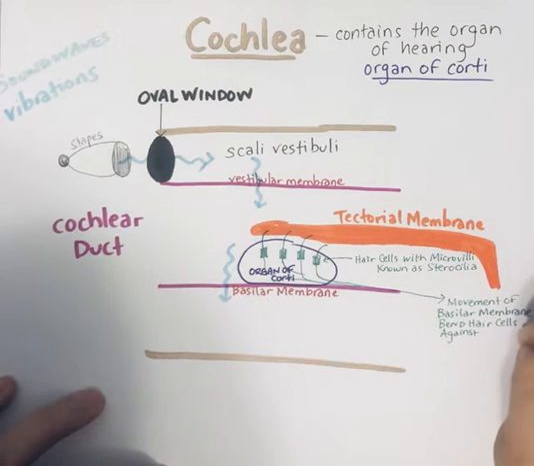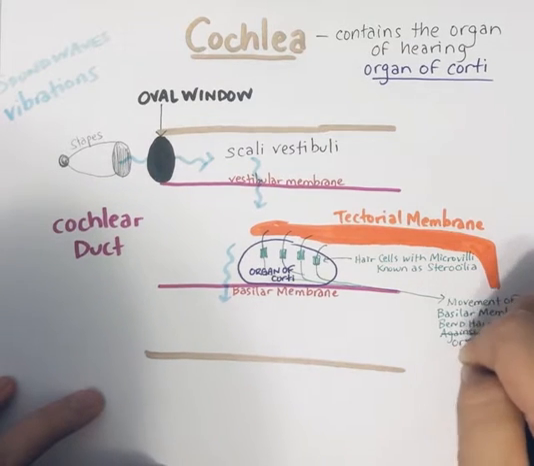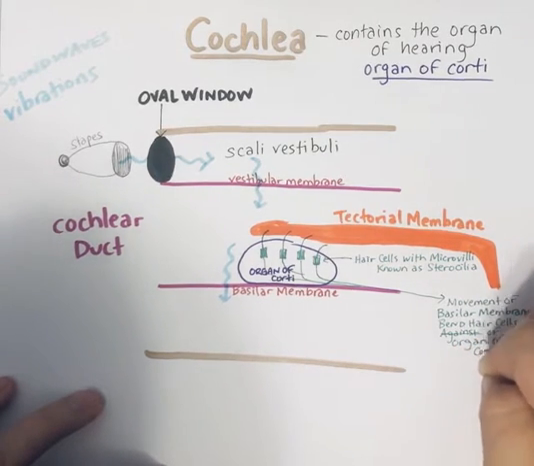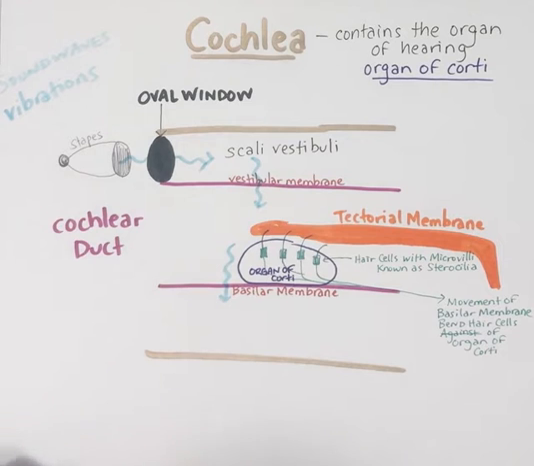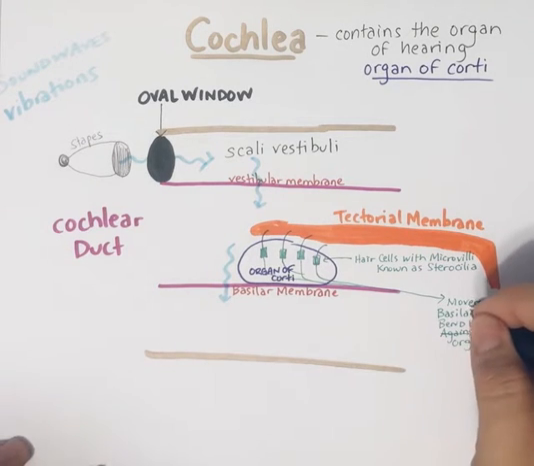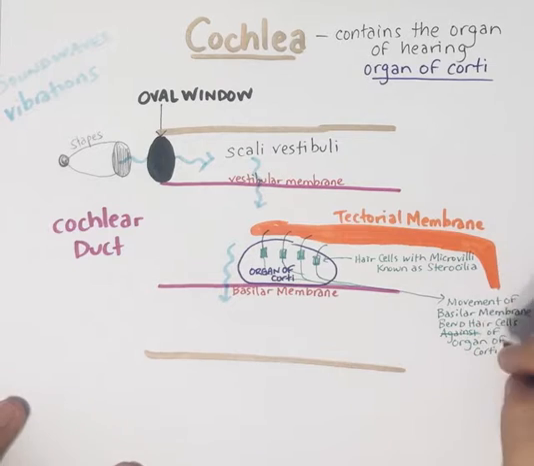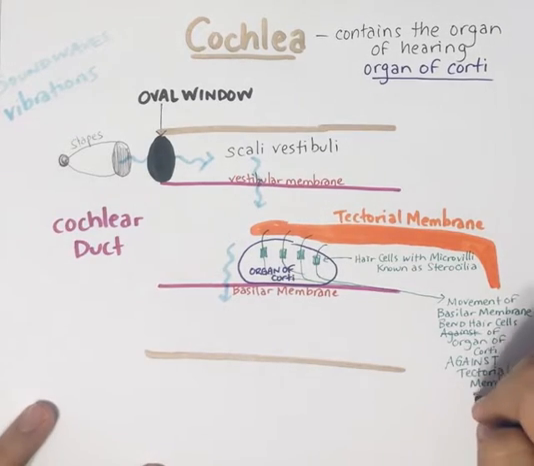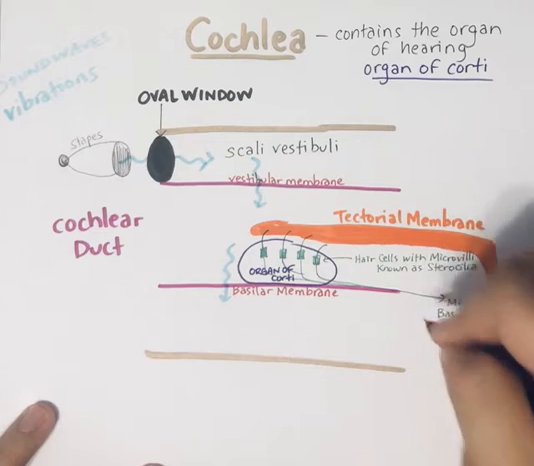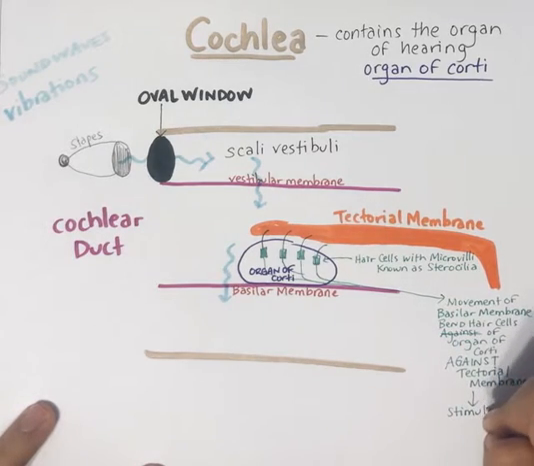We should say hair cells of the organ of Corti. The organ of Corti is literally the organ of hearing because it has the hair cells. The organ of Corti is how you hear. So the movement of the basilar membrane bends hair cells of the organ of Corti against the tectorial membrane, and as the hair cells bend against the tectorial membrane, these hair cells are connected. They're going to stimulate the cochlear branch of cranial nerve 8.